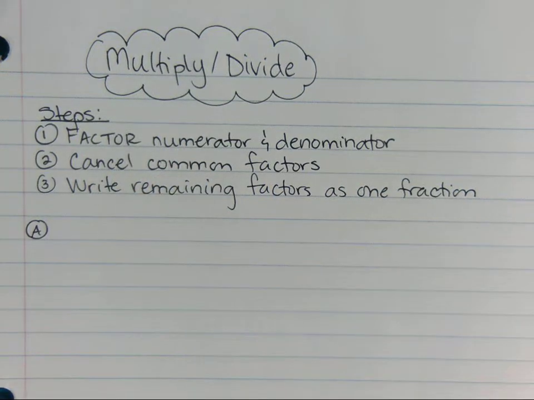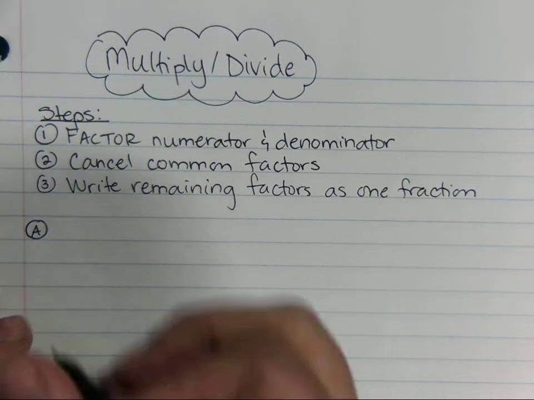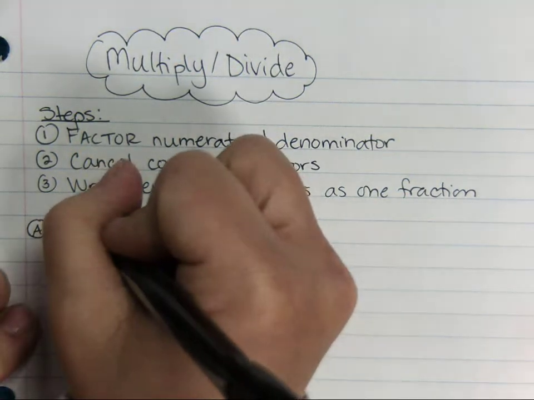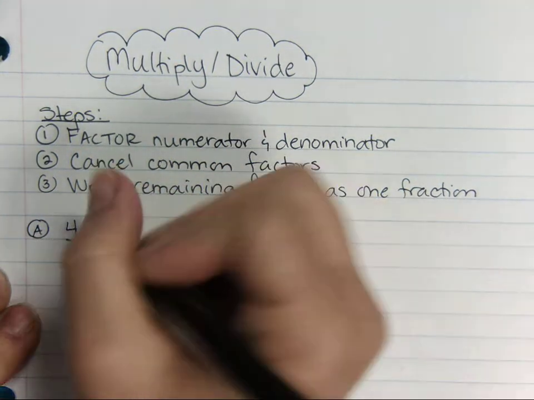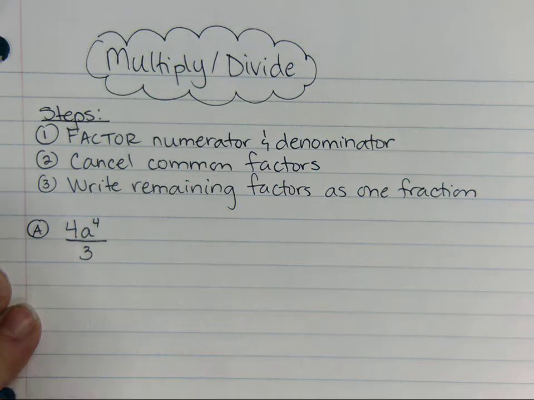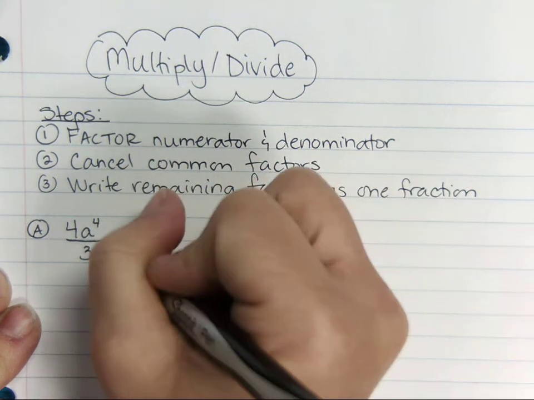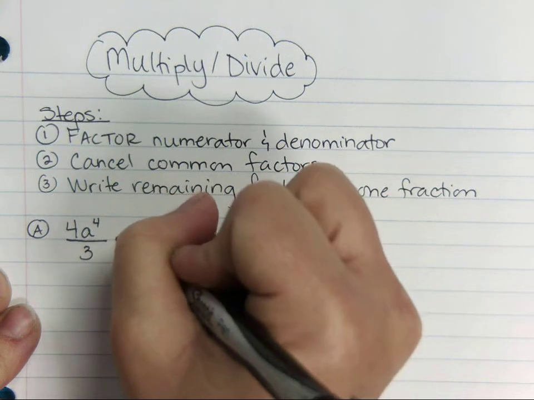Now, part of your exam is going to say, perform the operations, just like it did when we were doing adding, subtracting, and multiplying at the beginning of the year. It's just going to say perform operations, and you have to know what to do. So we've got 4a to the fourth over 3, and I want to take that fraction and multiply it times 6 over 5a squared.